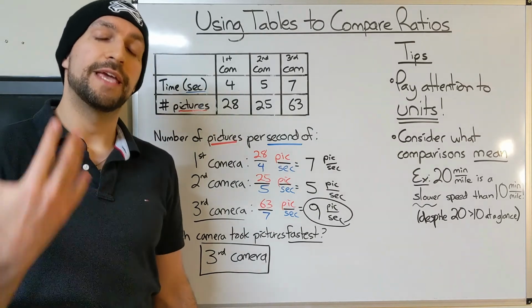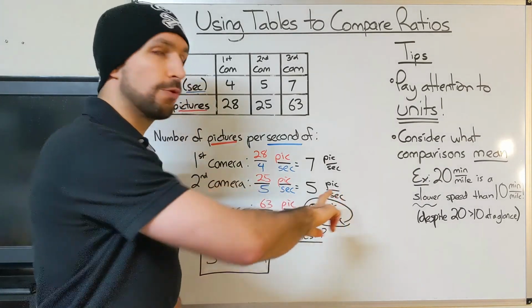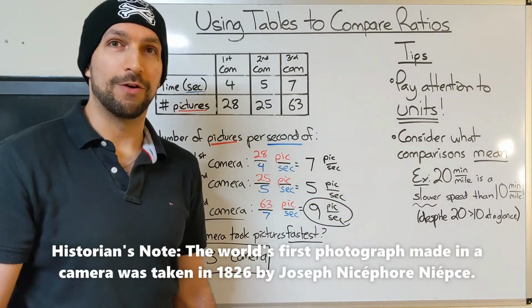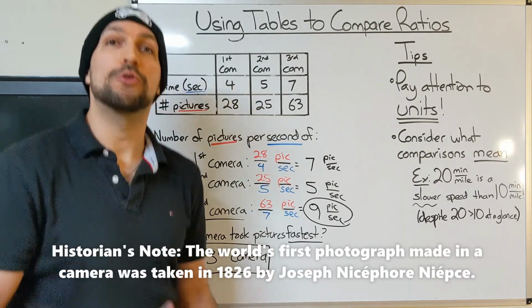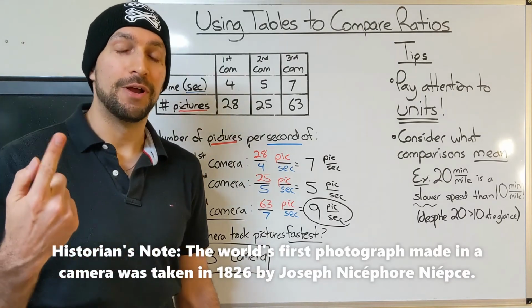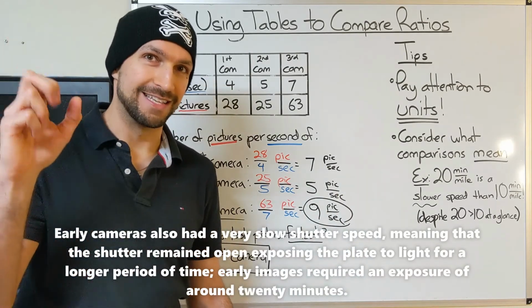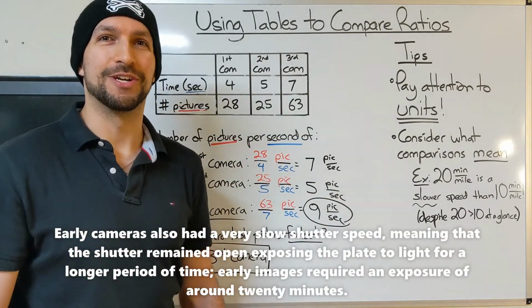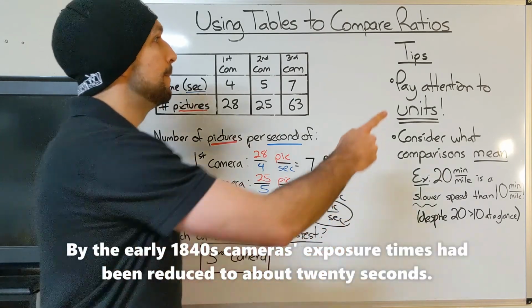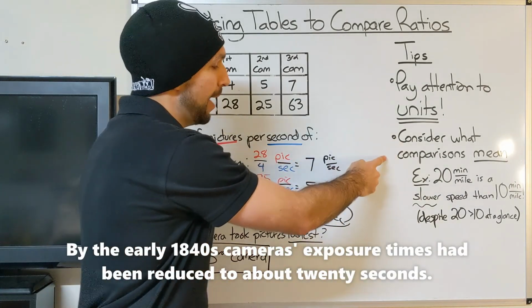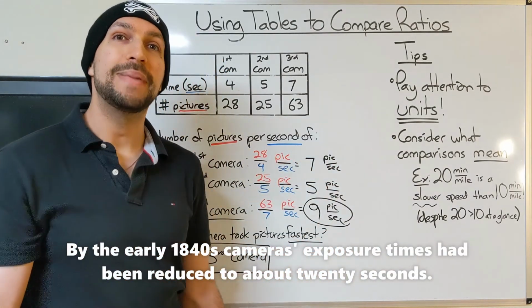Now again, we have to be careful with our units, as if these units were inverted. Say we're using a camera from the 17th century, and it took multiple seconds to take one picture. Well, the one that took the fewest seconds would actually be the fastest. Only 5 seconds per picture. So again, pay attention to your units and think about what these comparisons mean.